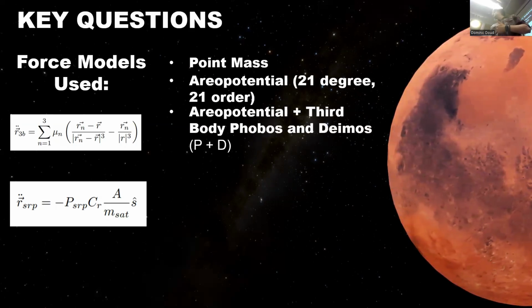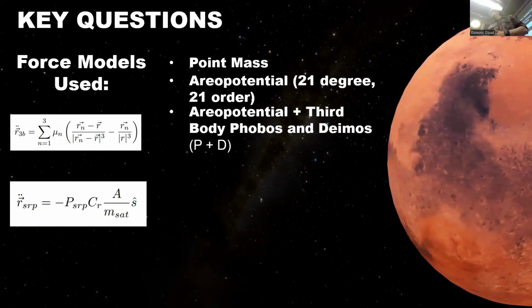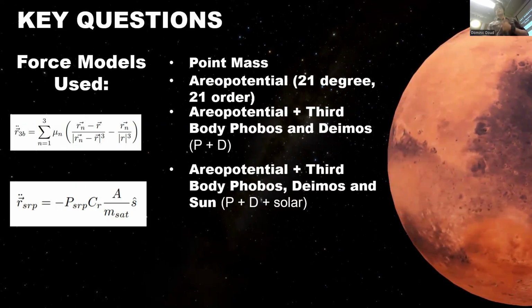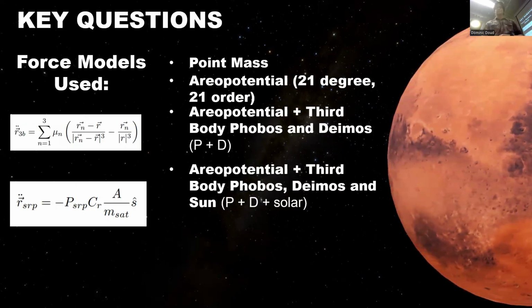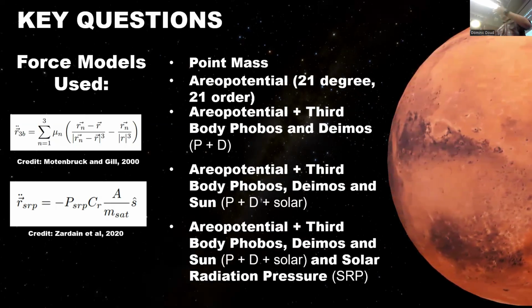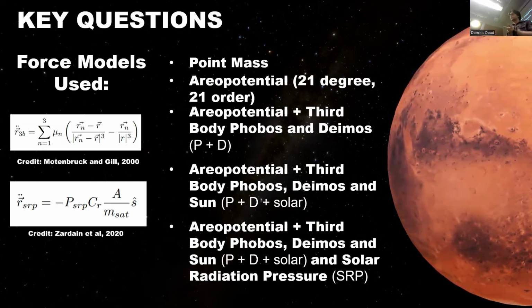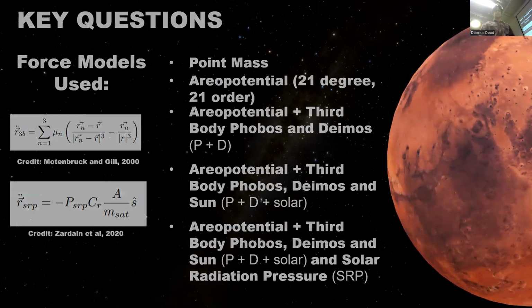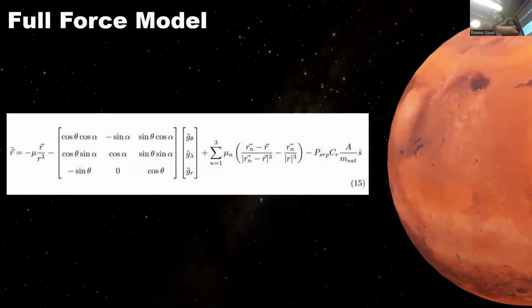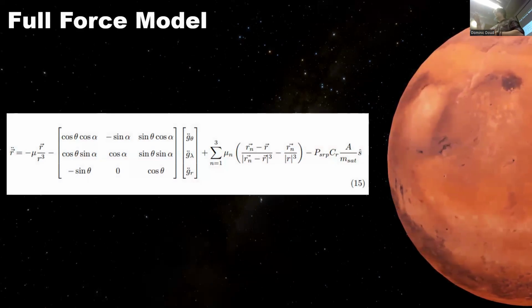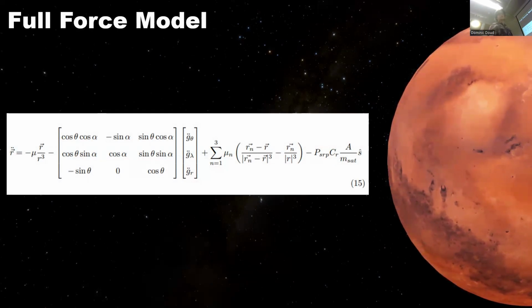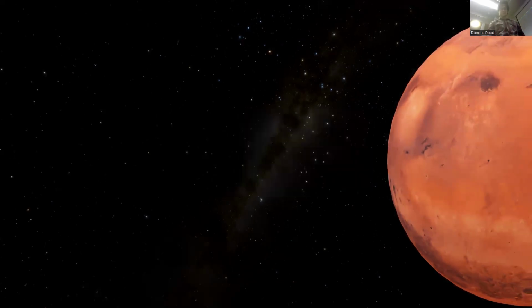We're going to say areo potential plus third body effects from Phobos and Deimos. Then we're going to say, okay, areo potential plus third body effects from Phobos, Deimos, and the sun. And finally, our full force model is areo potential, third body effects from Phobos, Deimos, and the sun, and solar radiation pressure. So what is solar radiation pressure? Photons hit the spacecraft and make it move. It's pretty cool. This is the full force model equation, if you're a nerd like me.